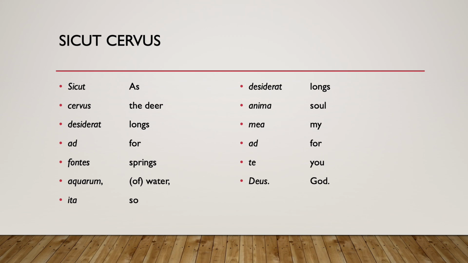So here's a loose word-for-word translation from Latin to English. As the deer longs for springs of water, so longs my soul for you, O God. Or in Latin, it would be Sicut cervus desiderat ad fontes aquarum ita desiderat anima mea ad te Deus.